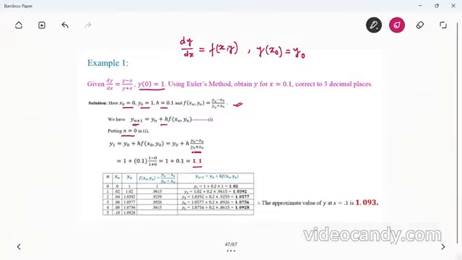Actually we have to find the values at x equal to 0, 0.02, 0.04, 0.06, 0.08, 0.1 and the corresponding values of y. Using this formula, we get y1, y2, y3, y4, y5. Then the approximate value of y is 1.095. So this is Euler's formula, and we find the solution of this differential equation by Euler's method in this way.